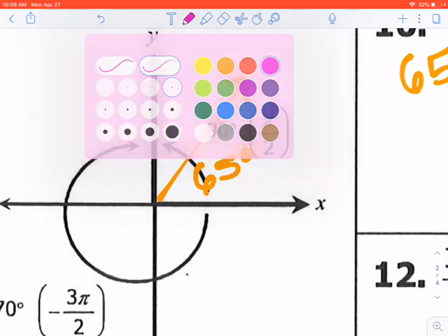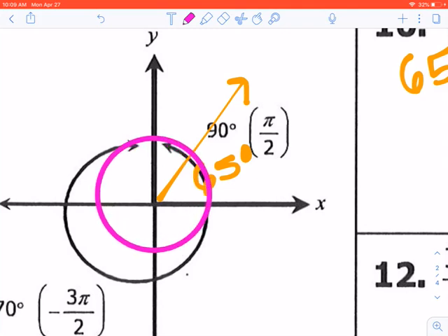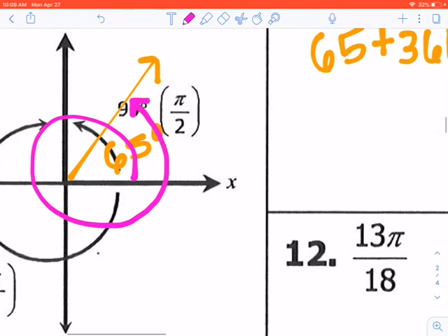If I do a full revolution, 360 plus another 65 degrees to get to 425, you'll notice I still end at the same exact place. That is called a coterminal angle. So 65 degrees and 425 degrees are called coterminal angles.